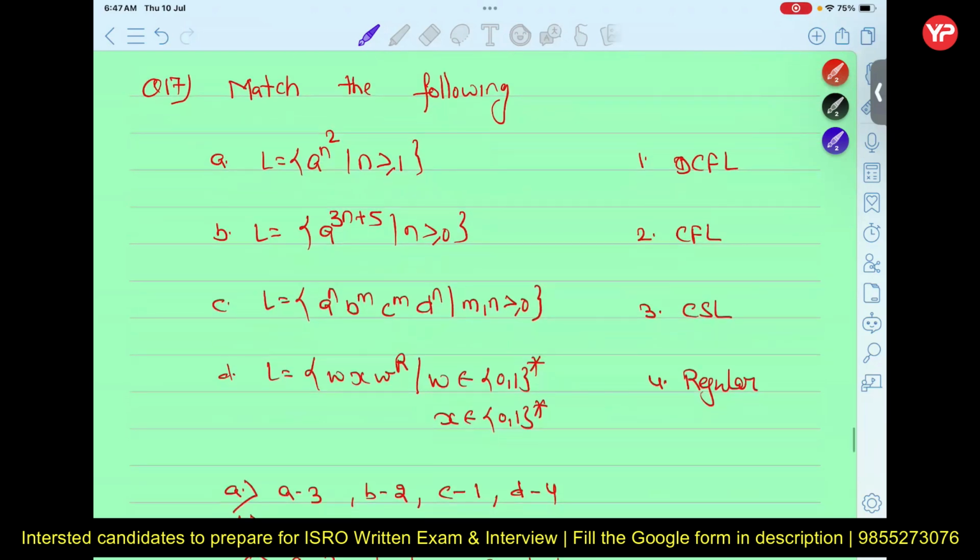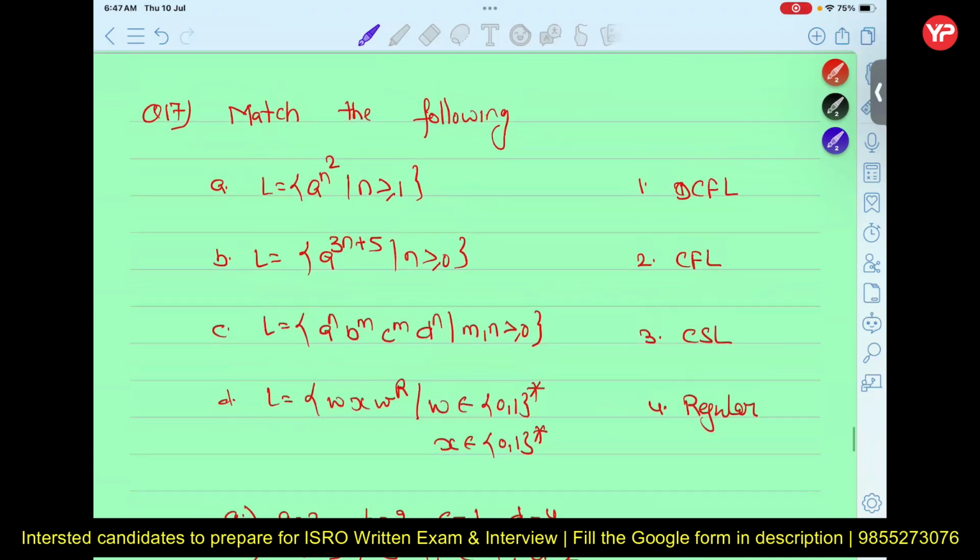Now, again, match the following. We need to match these things. The first one is a CSL because there is no comparison, but the strings are not in AP, the power is not in AP. That's why it is CSL. The second one is a simple regular language. There is no comparison. It's a to the 3n plus 5. Fine. If you put n as 0, then 5, then it's a multiple of 3 again.